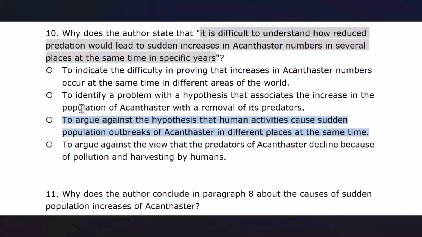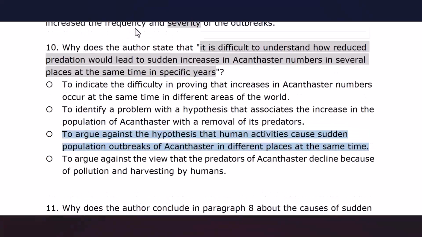Option 3, to argue against the hypothesis that human activities cause sudden population outbreaks of acanthaster in different places at the same time. While the author wants to argue against a group of hypotheses, and with this in mind, mentions the highlighted sentence, that group of hypotheses doesn't cite any simultaneity in the outbreaks of acanthasters. No, this group of hypotheses doesn't involve this simultaneity. Simultaneity in outbreaks of acanthasters in different places.